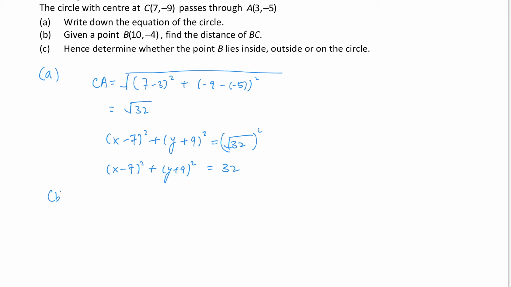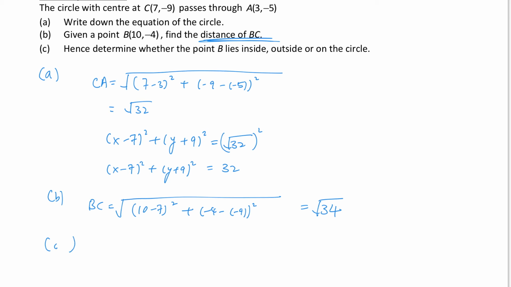How about part B? Find the distance between BC. Then apply the distance formula. √((10 − 7)² + (−4 − (−9))²). Simplify, not very difficult to find. This is equal to √34.